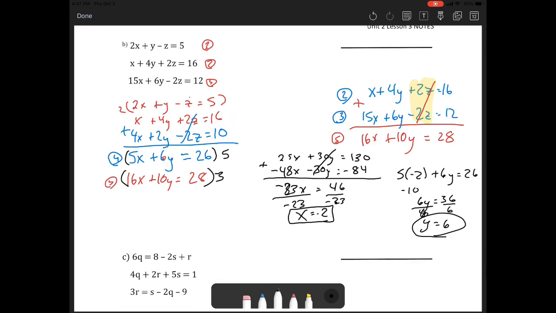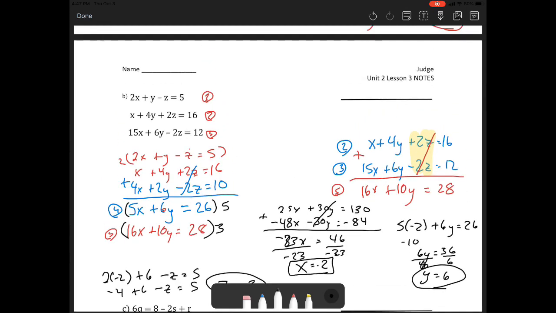So now I can put my x and my y into one of my original equations. So that's going to be over here. I can do my 2 times negative 2 plus 6 minus z equals 5. It's going to be negative 4 plus 6 minus z equals 5. So I'm going to end up getting z equals negative 3, which means my final answer is going to be negative 2, 6, negative 3.